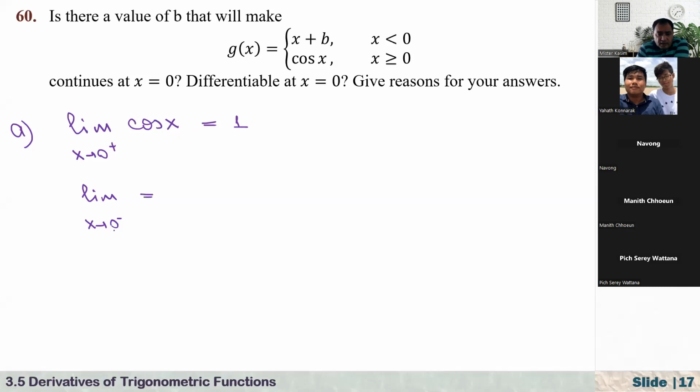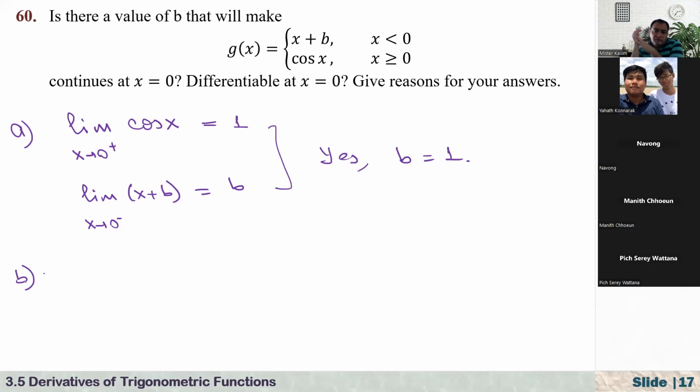And how about when x approaches 0 from the left, when x is negative? It is defined as x plus b. So when x approaches 0, this function approaches b, right? That means, is there a value of b that will make this function continuous at this point? The answer is yes. Now what is that? b is equal to 1. When b is equal to 1, then this function has a continuous extension at x equals 0. Otherwise, it doesn't.